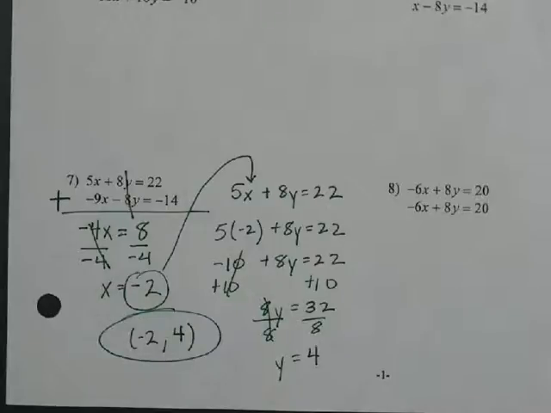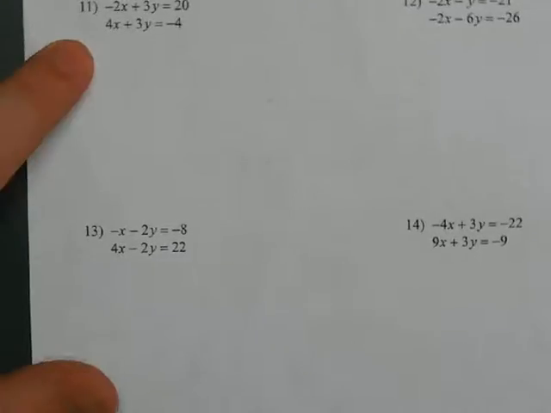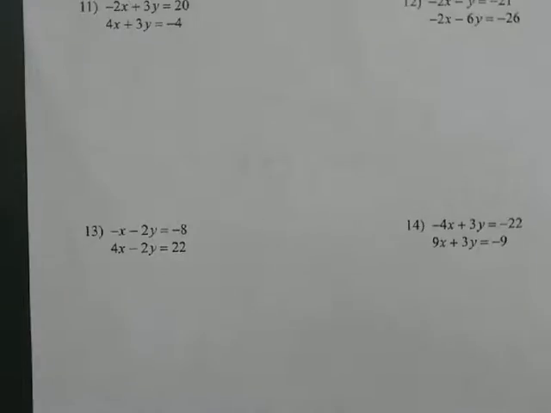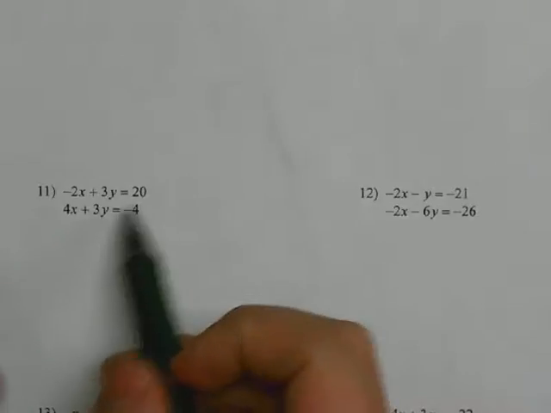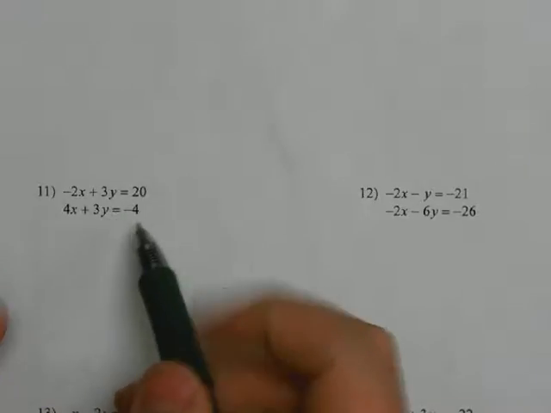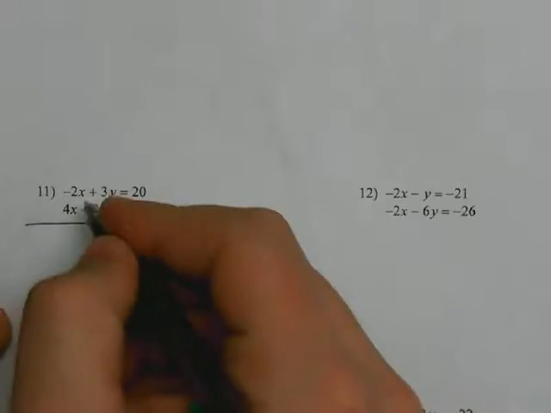Okay, let's go over here to the back side now. So let's go to the back side, let's look at 11. So looking at 11, negative 2x plus 3y equals 20, and 4x plus 3y equals negative 4. So obviously here we're going to have to subtract this.